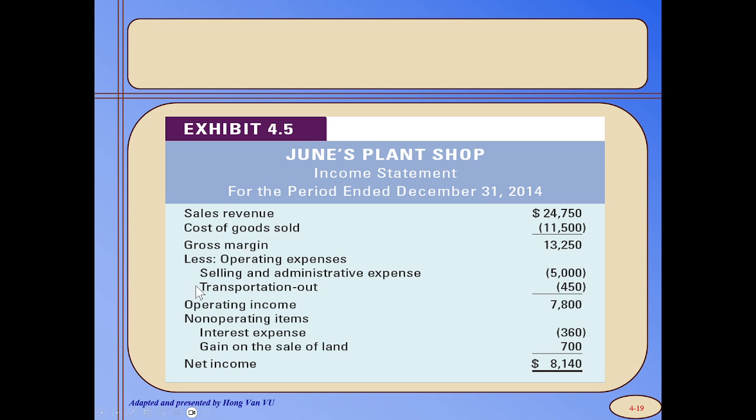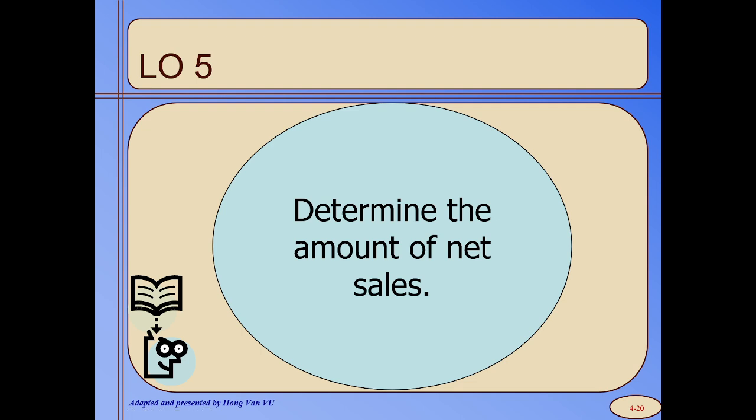Also note that operating income is reported separately from net income. Non-operating items, which include interest expense and gains or losses on the sales of assets, are reported after operating income to arrive at net income.